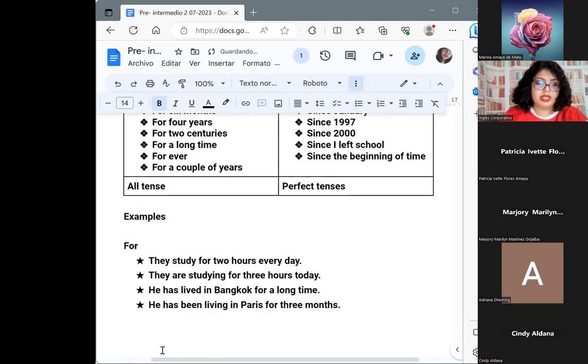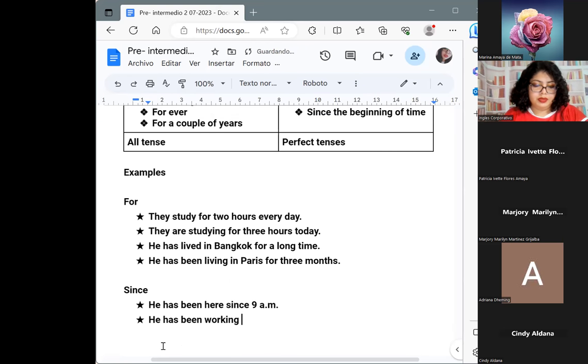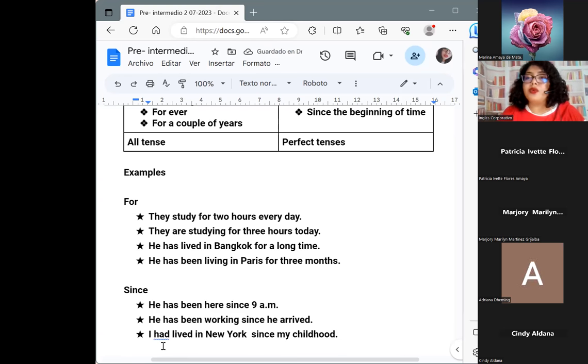I know it's time, but I am just going to add the last examples. So we are almost done. He has been here since 9 a.m. He has been working since he arrived. And the last one, I have lived in New York since my childhood. So here we have the difference between the uses of for and since.